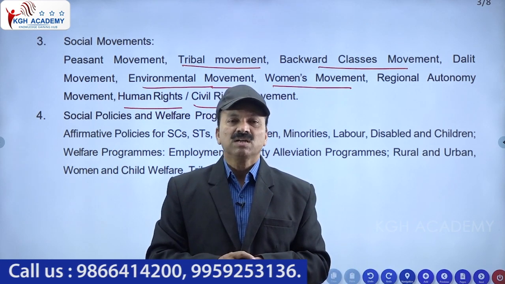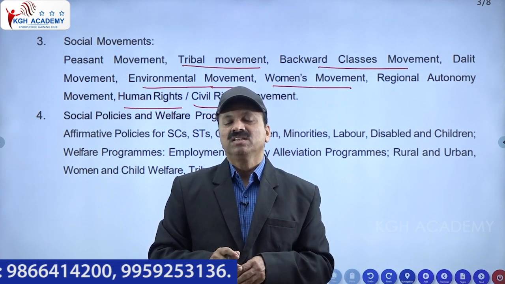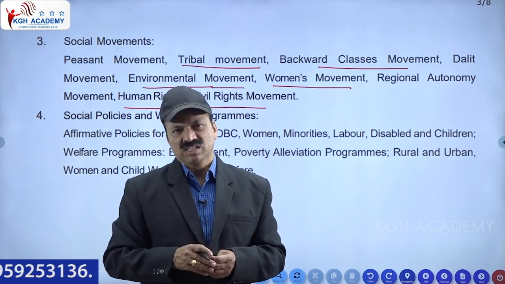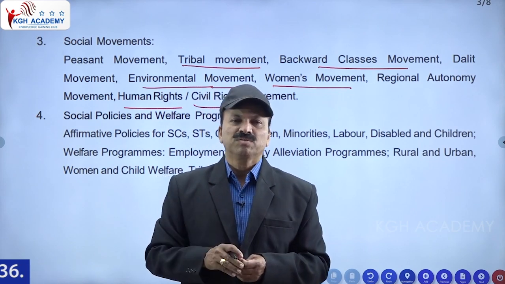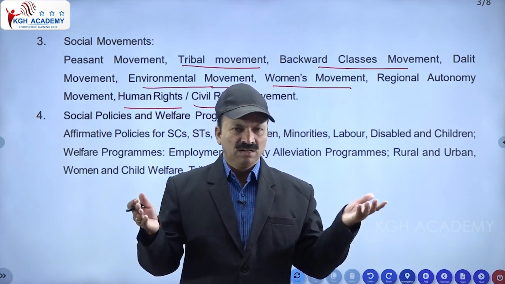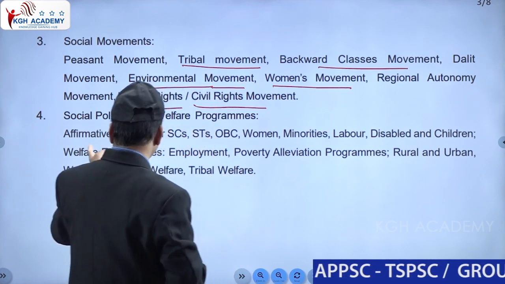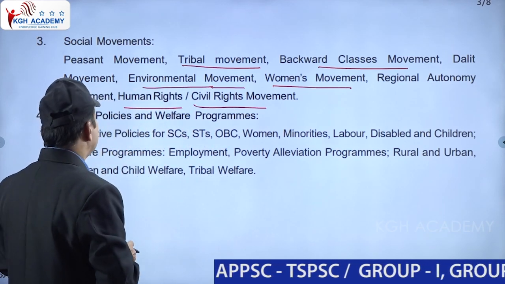In every chapter, we are going to get nearly 10 bits, sometimes 12 bits also you can expect. You are going to get 10 or 12 bits from one chapter. So anyhow, 50 bits you have to answer. That's the thing. Then you see the fourth chapter.